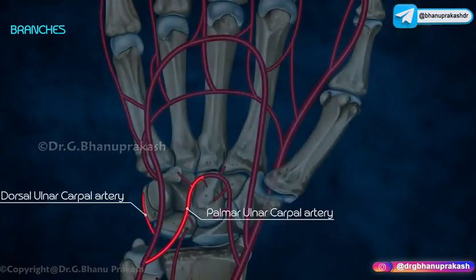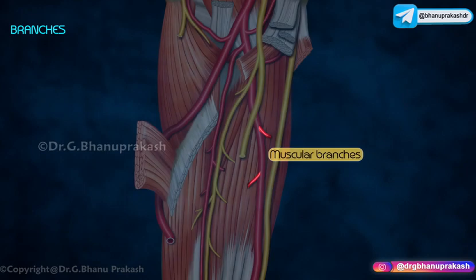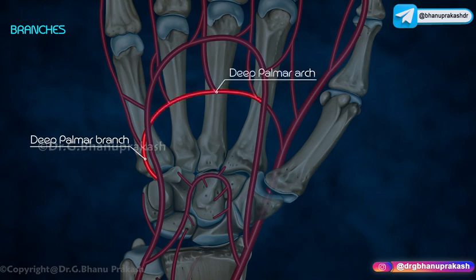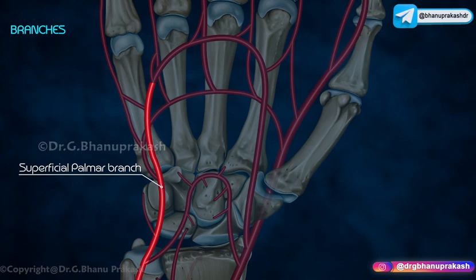Palmar and dorsal ulnar carpal branches take part in the formation of the carpal arches. Muscular branches are given off to the surrounding muscles. Deep palmar branch takes part in the formation of the deep palmar arch. Superficial palmar branch forms the superficial palmar arch.